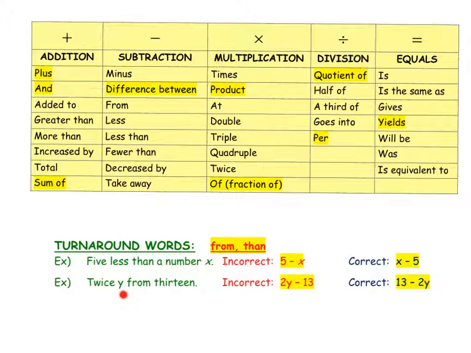Also, the other word is from. So if you have twice y from 13, twice y means 2y, from 13 means I'm going to subtract it from 13. So you wouldn't do this, you would have to actually switch it and put the 13 first. Let's look at some examples.